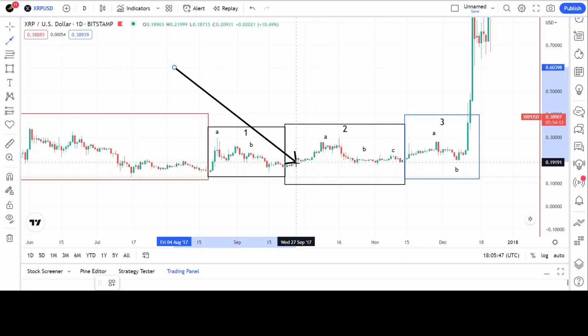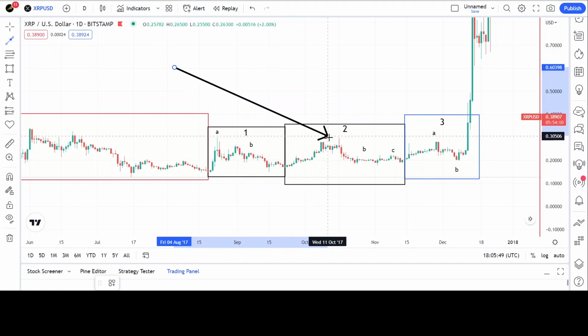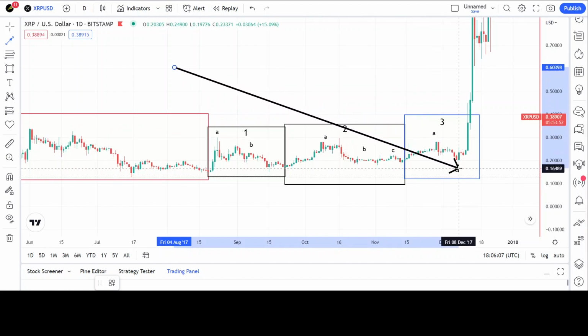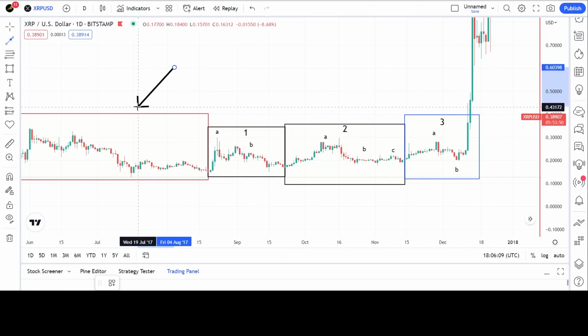So fractal 2, price moves up, and it actually didn't quite go higher, it went about the same height. We'll discuss this in later videos. Here's fractal 3. It gets a little volatile. It moves up, it moves down before moving into that next bull run.